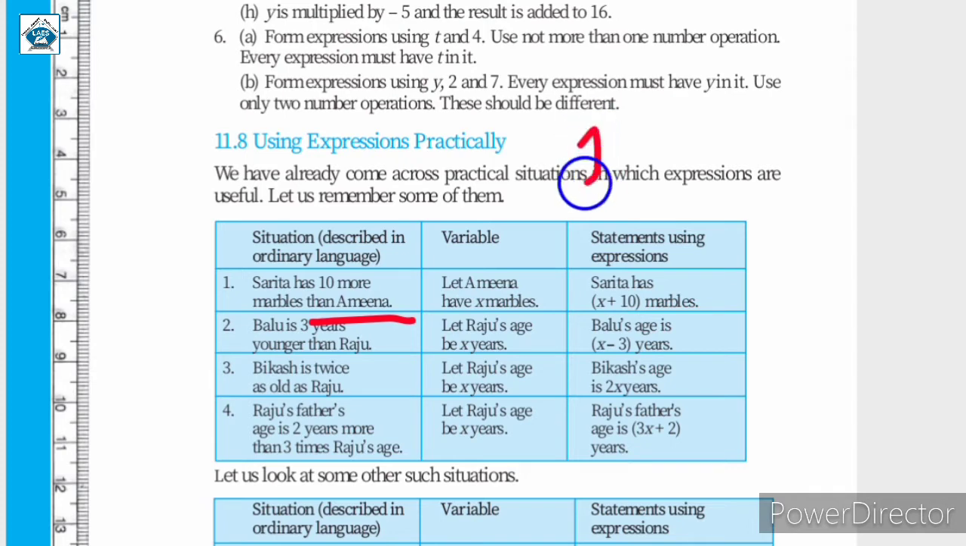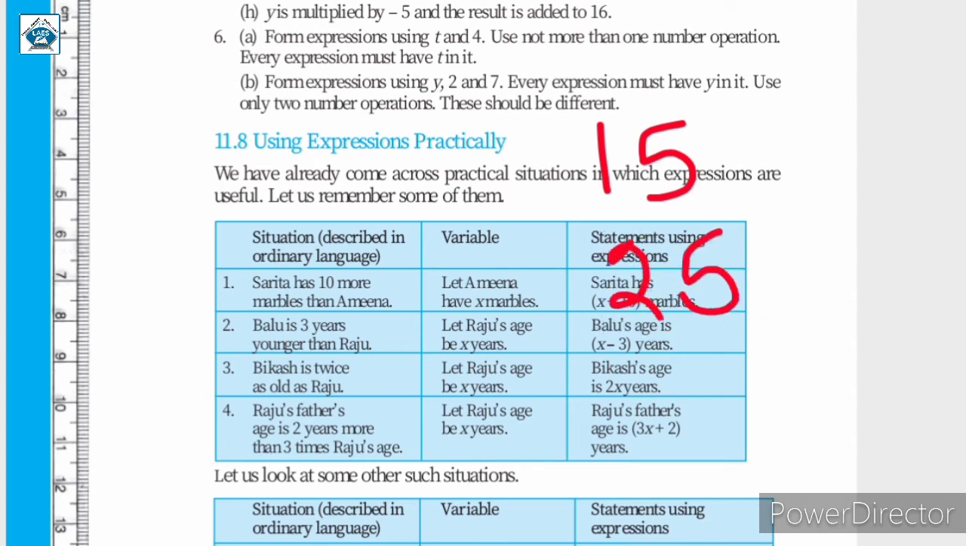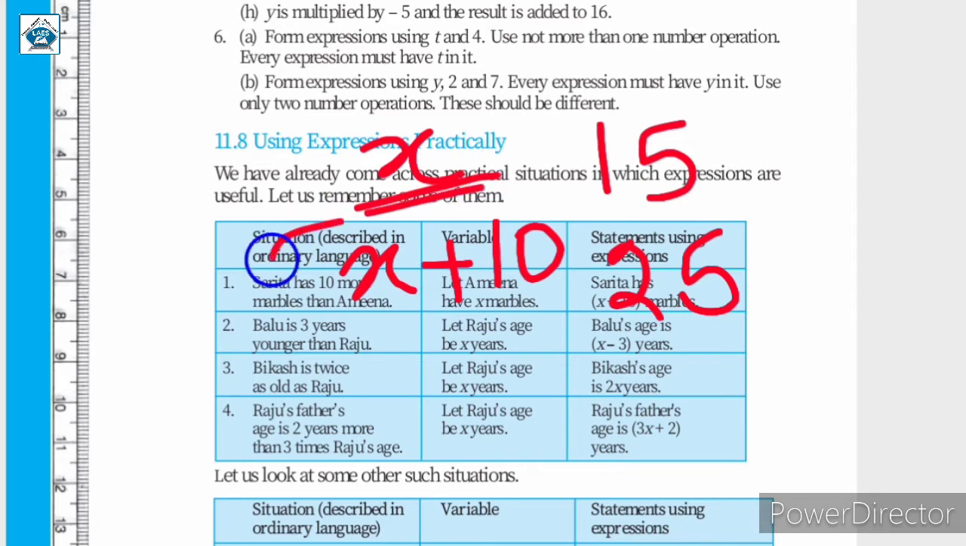That is, if Amina has 10, then Sarita has 10 plus 10, 20. If she has 15, then Sarita has 10 more, that is, she will have 25. In the similar manner, if we take Amina's marbles to be X, then Sarita will have X plus 10. So whatever the value of X may be, accordingly the value of this will change. That is, it is dependent on the variable X.